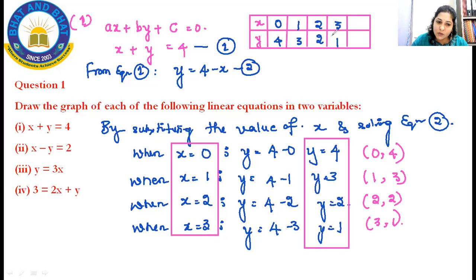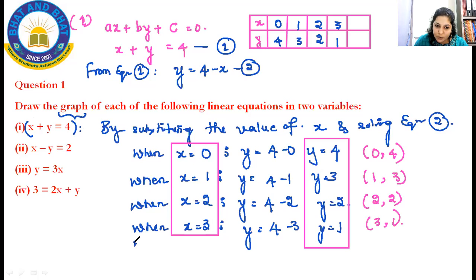So is this all, or can I find out more? You can find out more because they have just asked you to draw the graph, and just by looking at the linear equation, you can say we can go ahead and get infinitely many solutions, correct? Even though you substitute 10, then also you get a value for y. Of course, it will be negative, correct?